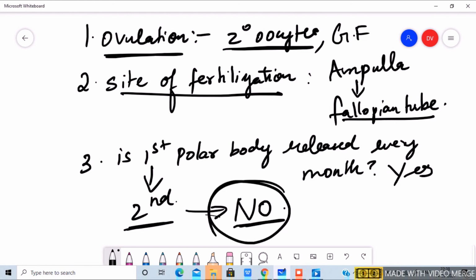So these are some of the important questions. If you have understood the complete concept, you can easily answer all of these questions, even if they are asking very difficult questions.